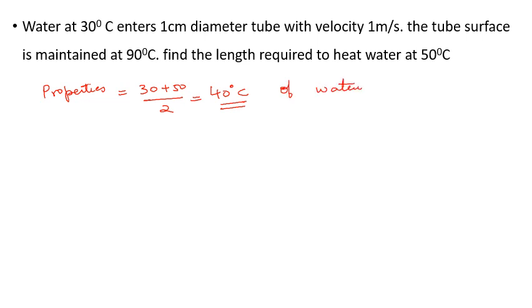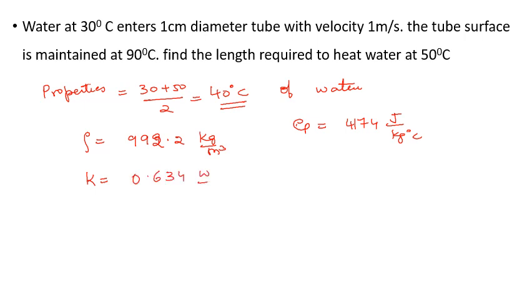From the data handbook, we can find the properties: density is equal to 992.2 kg per meter cube, and Cp value is equal to 4174 joule per kg degree centigrade. Thermal conductivity K is equal to 0.634 watt per meter degree centigrade, and viscosity is 0.659 into 10 to the power minus 6 meters square per second.